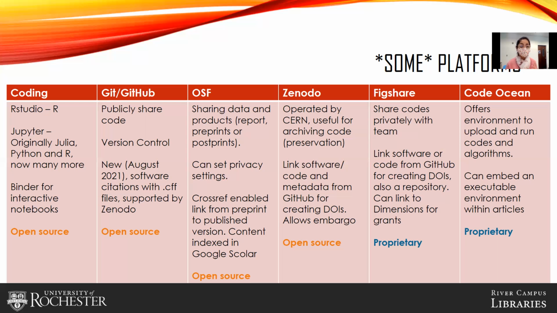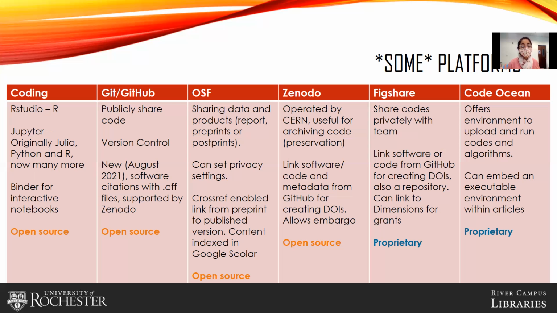Then the next is Git or GitHub. So you also saw in the video, you can publicly share your code, but it also allows you to control versions. So you can have updates and easily share it over there. As of this August, GitHub has also been providing support for software citations, which is supported by Zenodo, which I'll talk about very soon. Then we have OSF, or the Open Science Framework platform.